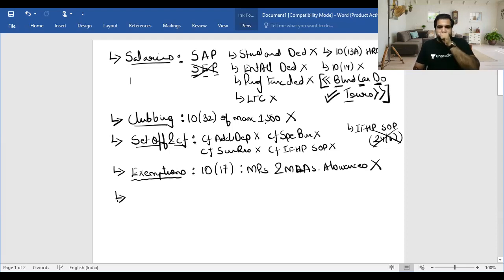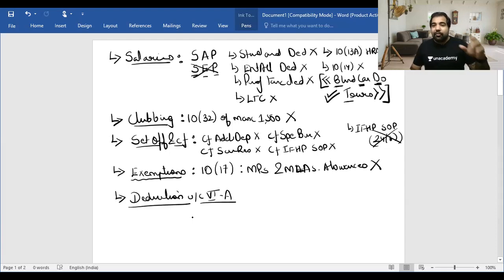Next, guys, GTI, there is nothing like GTI. There is no chapter like GTI. Then there were deductions under chapter 6A. If you remember 80 series, 80C, 80D, none of them are allowed. Right from 80C, where we had a shortcut to remember the entire 80C. If you've not, then watch the fast track course, guys. Really helpful. It'll help you summarize all of this very, very well.